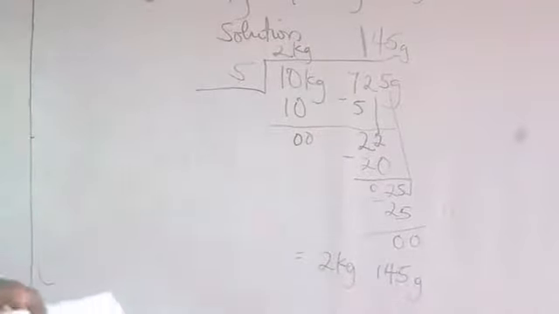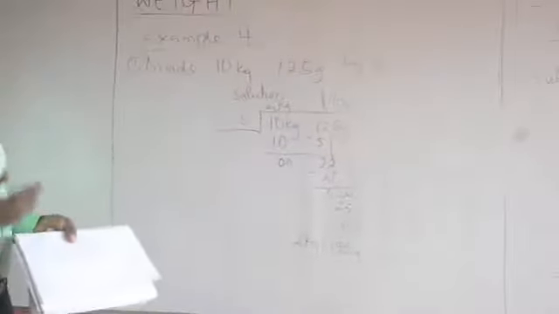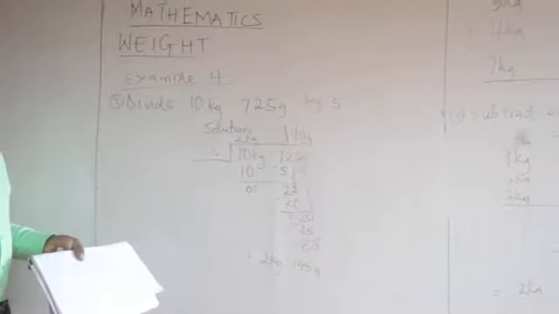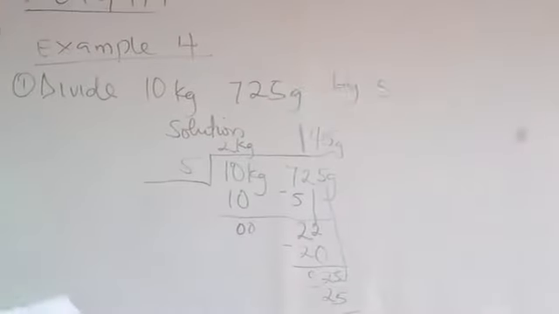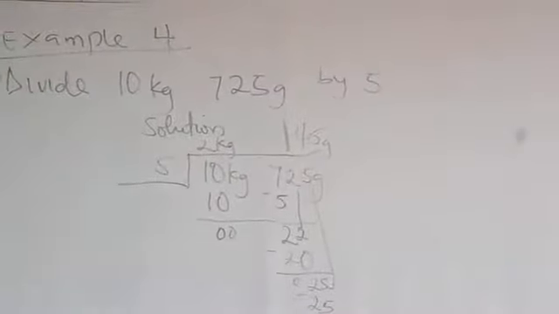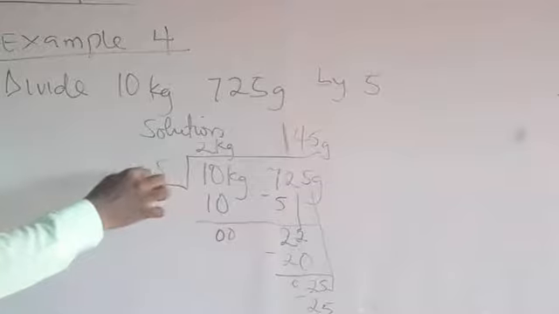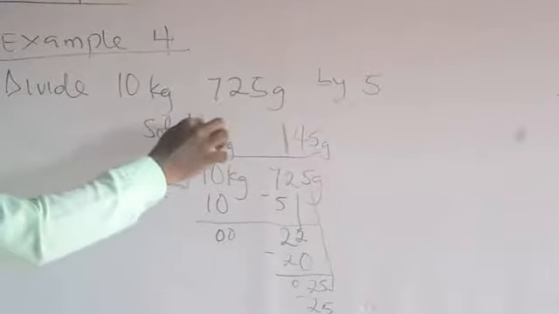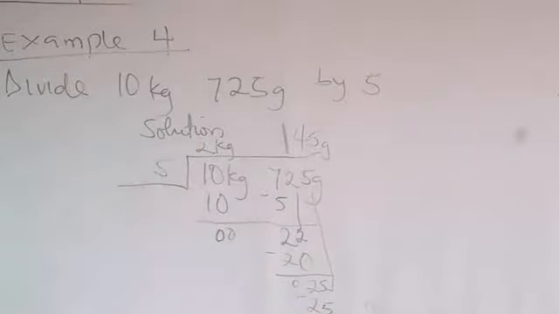145 grams. Let me recap the question again. The question said that we should divide 10 kilogram 725 grams by 5. So if you see this type of question, what you are expected to do is that you draw your square root. You place the 5 outside the root and 10 kilogram 725 grams inside the square root. 10 divided by 5 will give us 2. So write down our 2. 2 times 5 will give us 10. And 10 minus 10 will give us 0.